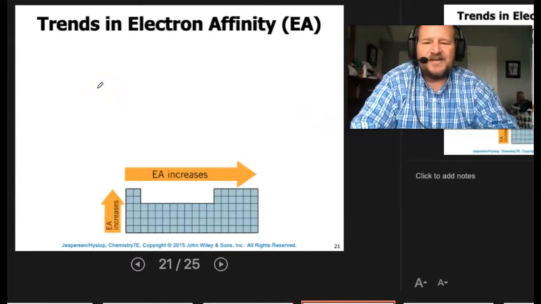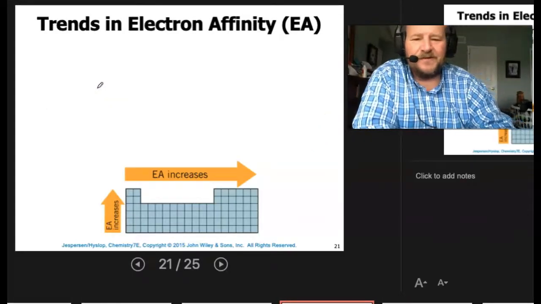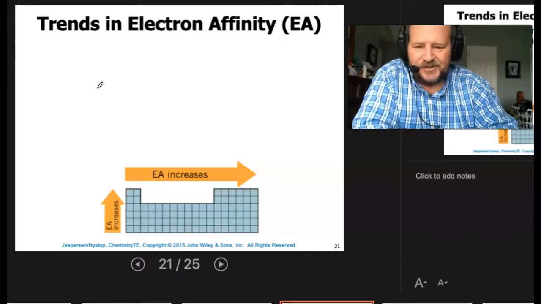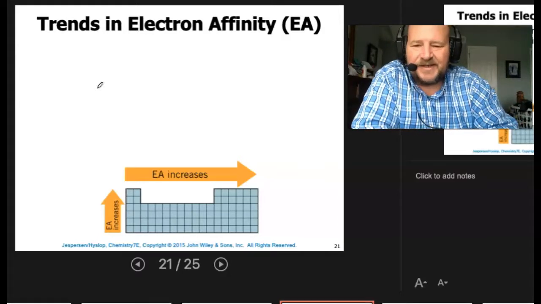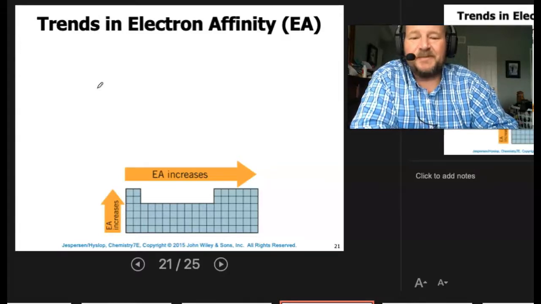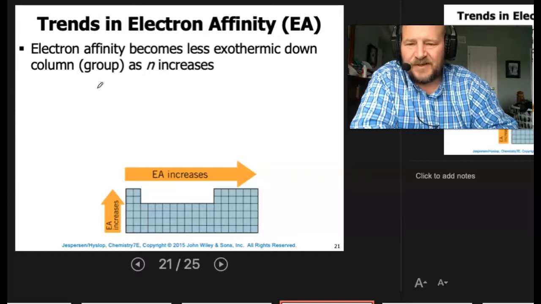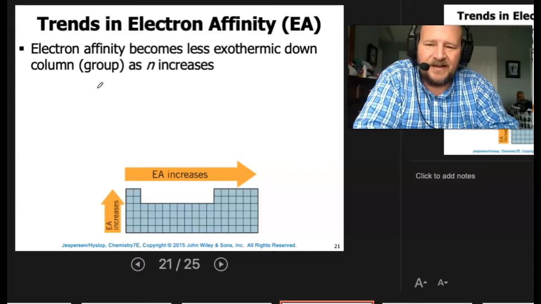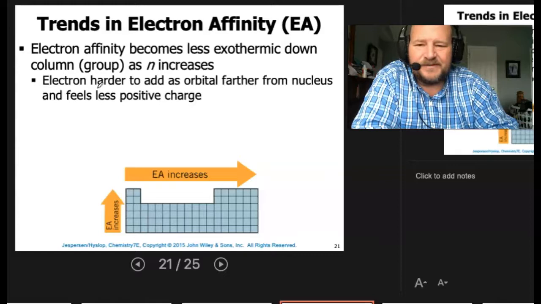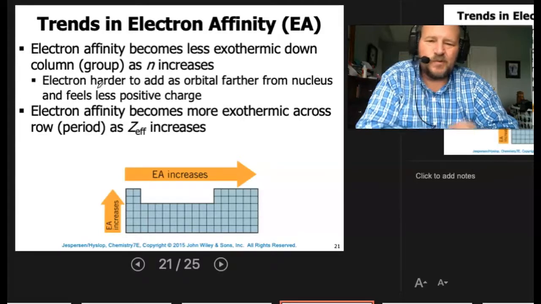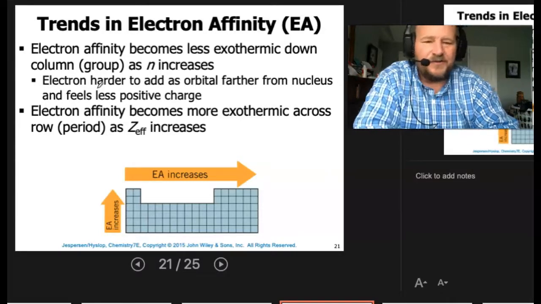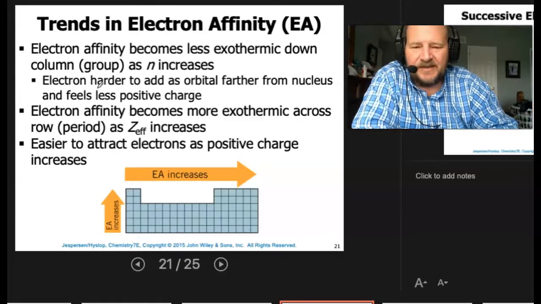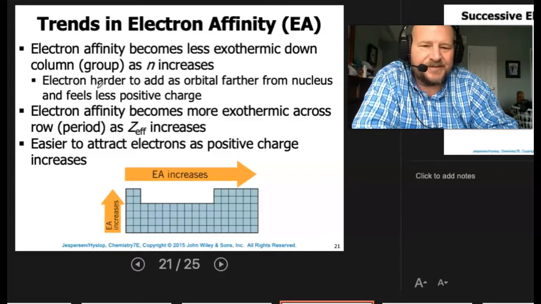So your trends in electron affinity pretty much follow ionization energy. The EA will increase as it goes across. Now the opposite part here is it's going to increase as it comes up. So electron affinity becomes less exothermic down the column as the shell increases. Electron affinity becomes more exothermic across the row. So it's easier to attract electrons as positive charge increases. As the atoms get larger, it's easier to attract the electrons.